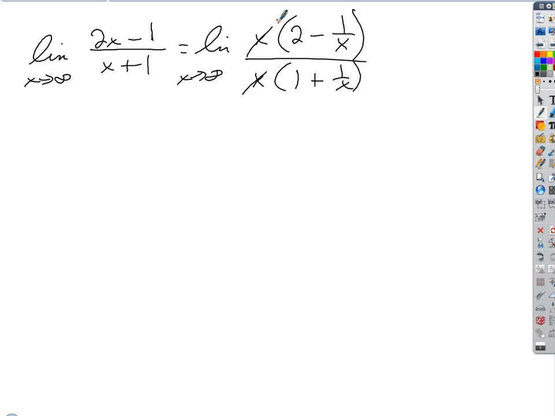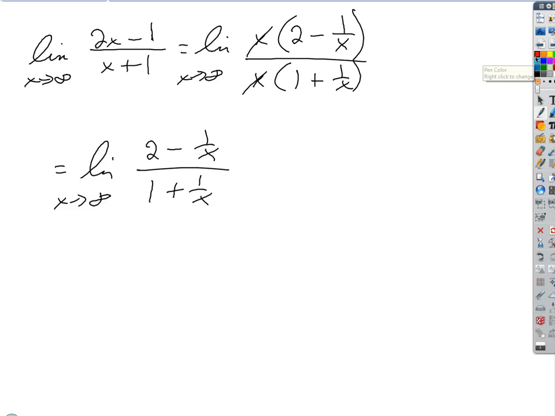Now that we get rid of the x's, what have we got here? It just looks like the limit of 2 minus 1 over x over 1 plus 1 over x as x approaches infinity. Do you see any parts of this limit that are going to go to 0 as x goes to infinity? The 1 over x's do, right? So that's going to go to 0, and that's going to go to 0, giving us what result? 2 over 1, which is 2.